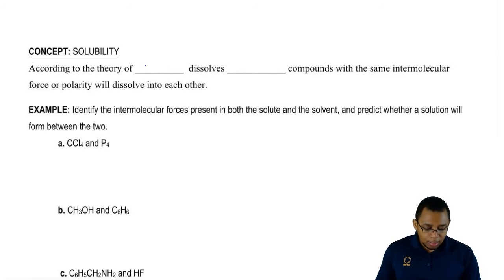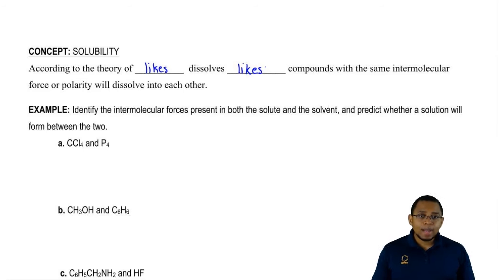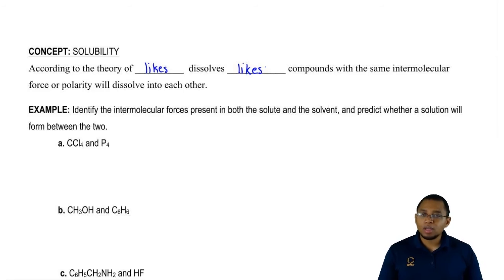According to the theory of like dissolves like, basically the two compounds have to have the same intermolecular force. If they have the same intermolecular force, they have the same polarity. But they could also have different intermolecular forces. So let's say one compound had hydrogen bonding and the other one had dipole-dipole. That's okay, because hydrogen bonding and dipole-dipole are both polar forces. Because they're both still polar, they'll be able to dissolve with one another.